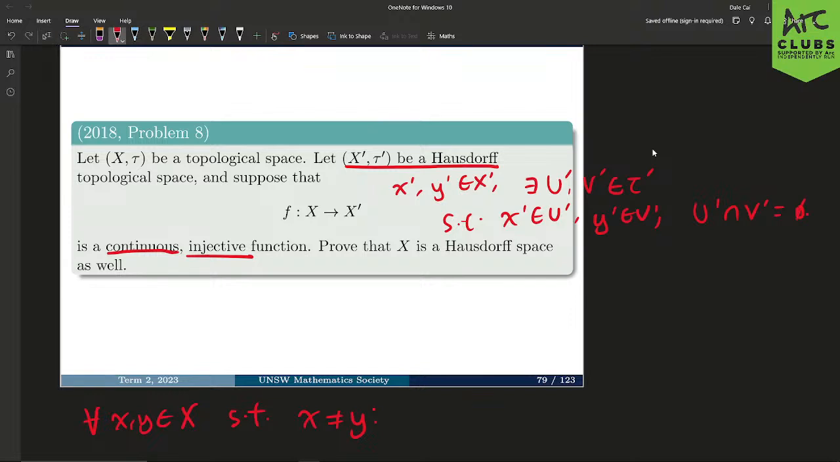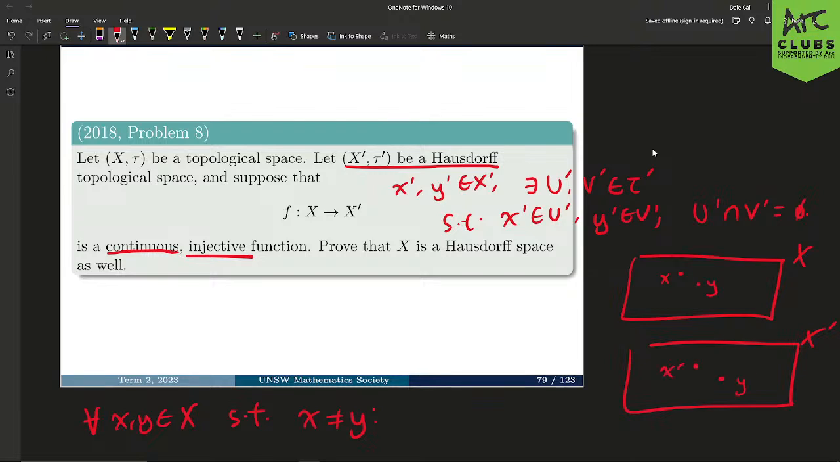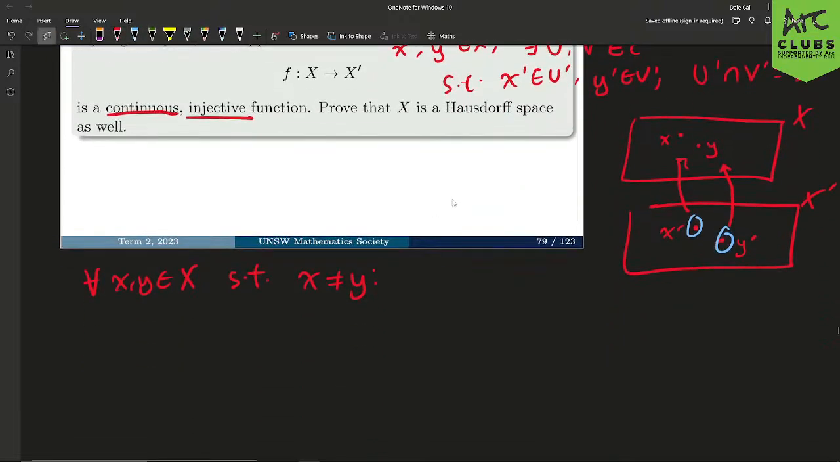So here's our space X, here's our space X'. Let's say this is x, this is y, this is x', this is y'. I don't know what's happening with x and y right now, but what I know for x' and y' is that I can find neighborhoods around them, or open sets around them, that are disjoint. Since f is continuous, the pre-image of every open set is open. So if I take the pre-image of this and the pre-image of this, they should also be open. And it's injective. What injective means is that x not equal to y implies f(x) is not equal to f(y).